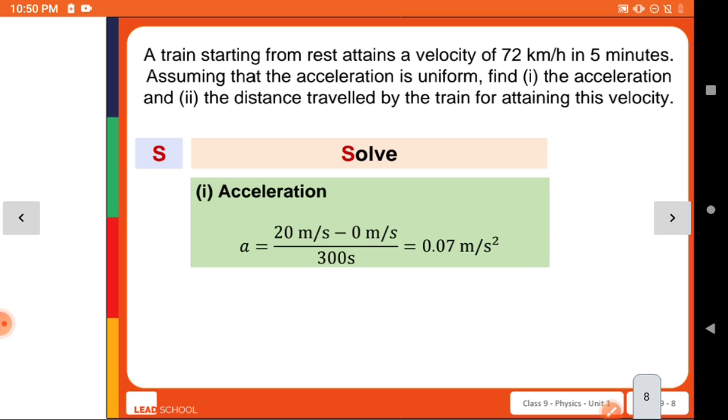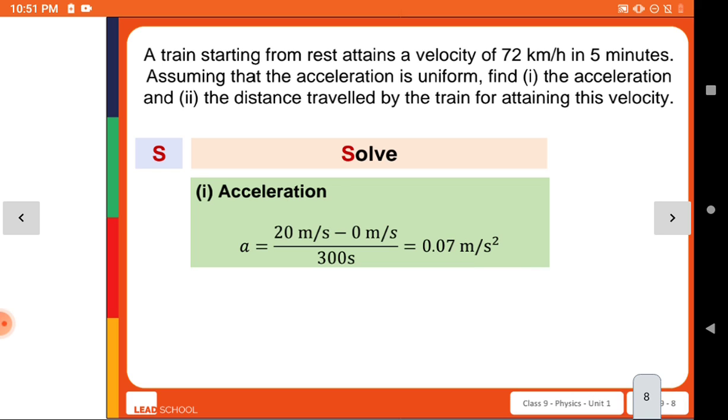So we find the distance traveled by the train to attain this velocity. First of all we calculate the acceleration by a simple formula: a is equal to v minus u, that is final velocity minus initial velocity, upon time taken. So this is our result: acceleration is 0.07 meter per second square. Meter per second square is the SI unit of acceleration. It is very important.